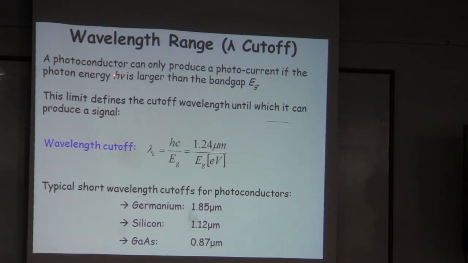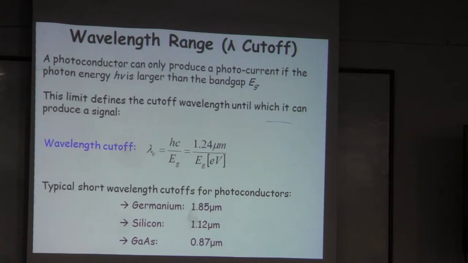But you can, of course, solve here: the photon energy h nu has to be larger than the band gap, so you can solve for the frequency or for the wavelength. And so you have a wavelength that is simply hc, c being the speed of light, over this band gap. And if you don't want to do the calculations yourself, I'm just providing the numbers. It's 1.24 micrometers divided by the band gap in electron volts. And if we look at some typical materials that are definitely used for detecting, germanium, silicon, gallium arsenide, this gives the wavelength cutoff. And the wavelength cutoff is really the limit up to which your detector is operational.